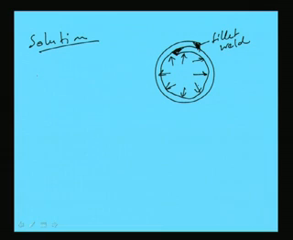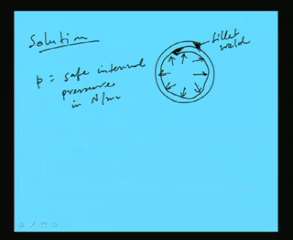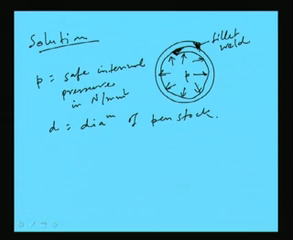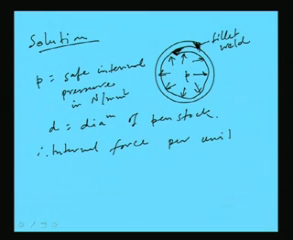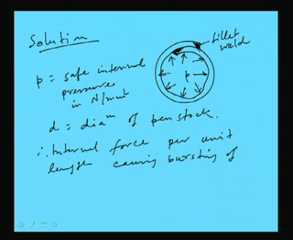Now, say assume P as safe internal pressure in Newton per millimeter square. So, P is the safe internal pressure which we have to find out, and D is the diameter of the penstock. So, the internal pressure means internal force per unit length causing bursting of pipe is equal to P into D by 2, because D is the diameter.